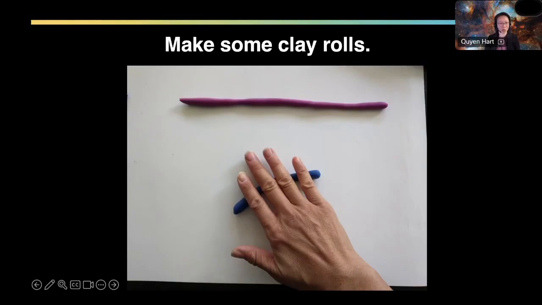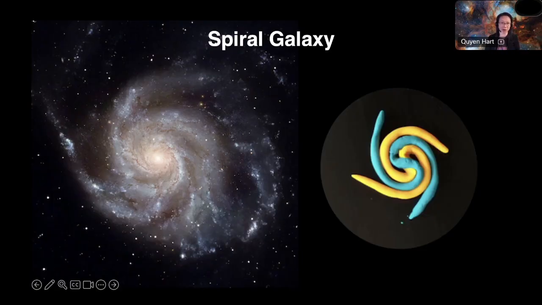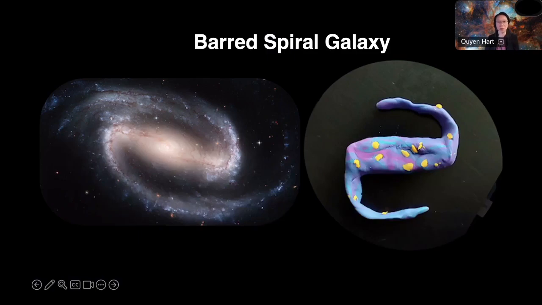I also like to do hands-on things. So this is an activity that I did during COVID, and so it was virtual, but everyone had Play-Doh, and so we started to make clay rolls. And the point here was to create a galaxy just so they can get a sense of the different kinds of galaxies out there. So taking those clay rolls and making a spiral galaxy, what do you notice about that? And so just have them observe these images. What about a barred spiral?